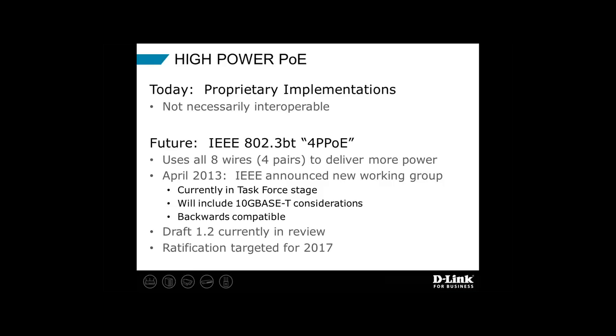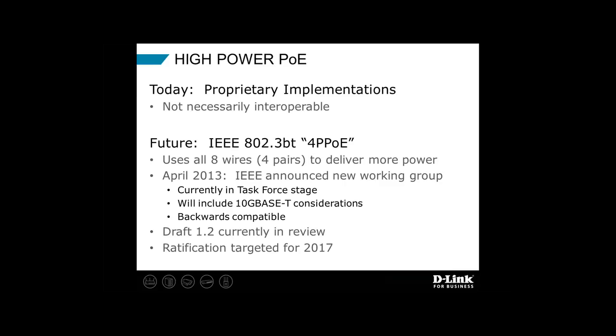I believe one of the original objectives that I saw was to be able to deliver at least 49 watts out to a PD, but as I'll show on the upcoming slides here, it looks like they'll be able to do even better than that. The nice thing is they're looking at 10GBASE-T considerations as well. 10GBASE-T is 10 gigabit over 100 meters of LAN cable. So to be able to do PoE and 10GBASE-T is going to be a really nice thing. And of course the BT standard will be backwards compatible with AT and AF.